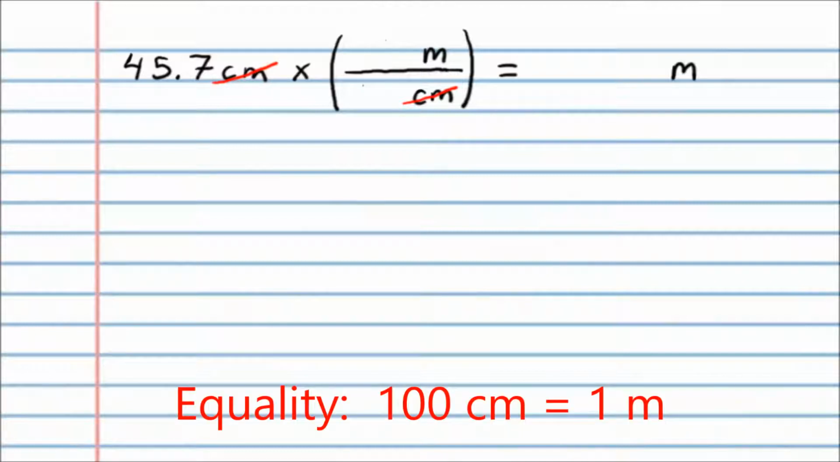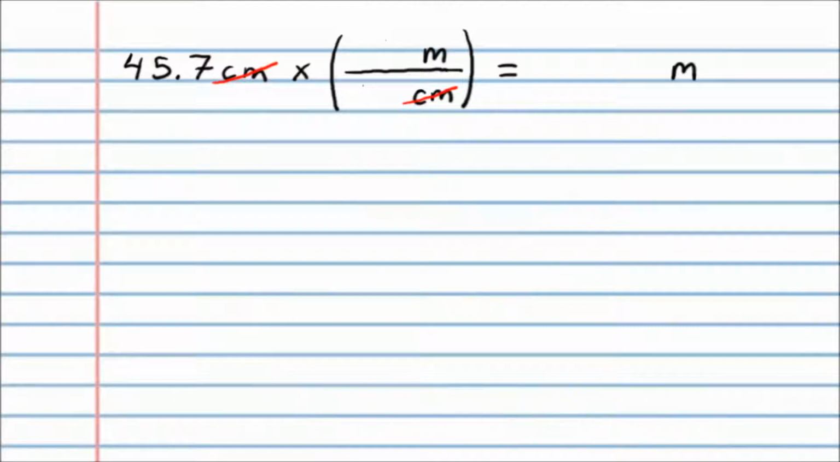Well, these two numbers just get built out of an equality. How many centimeters are equal to 1 meter? There's 100 centimeters in 1 meter. So in my fraction, I write 100 centimeters equals 1 meter. So now we've created our conversion factor, which is this fraction. So now you can type this into your calculator and get the answer for how many meters is in 45.7 centimeters. And this gives us the answer that we were expecting.